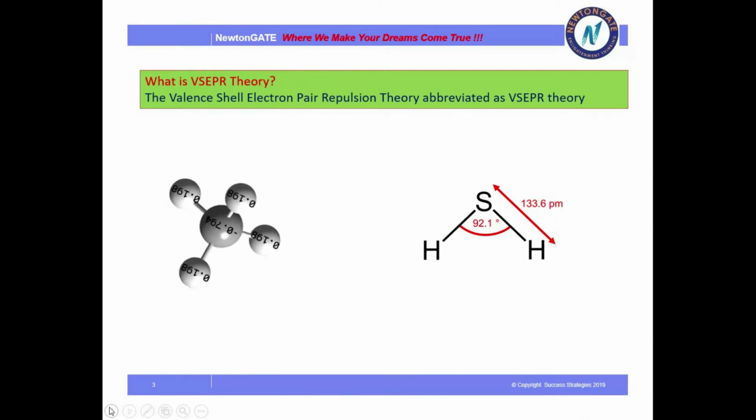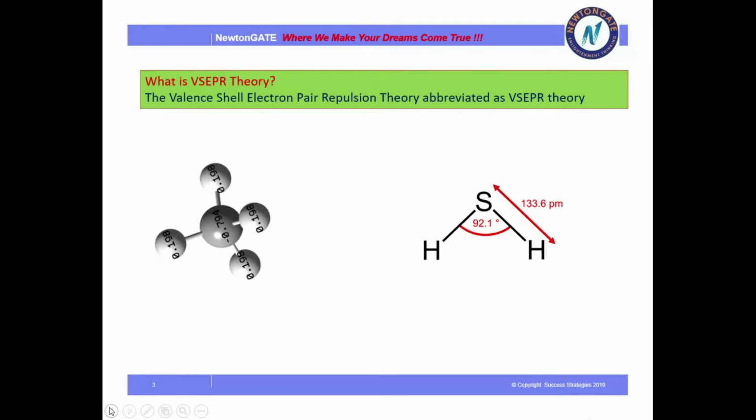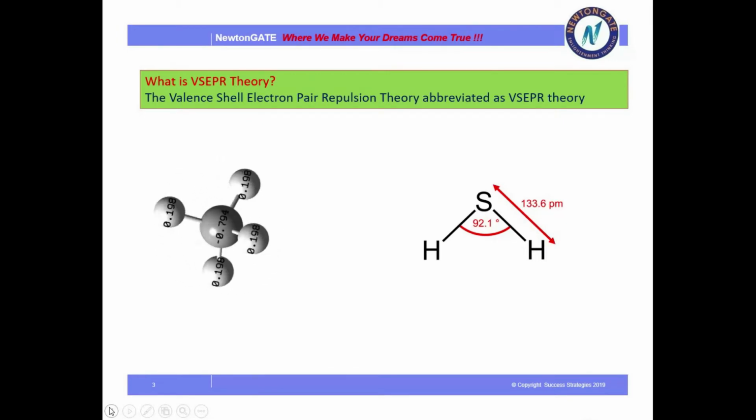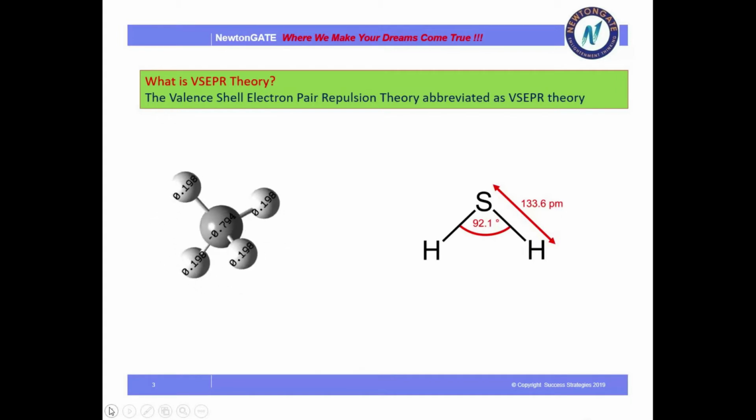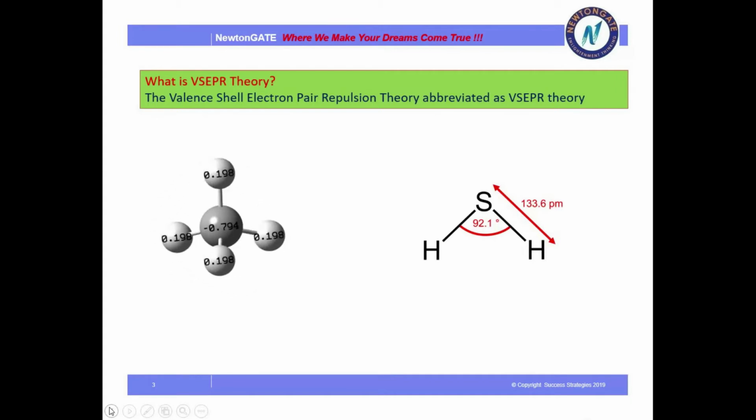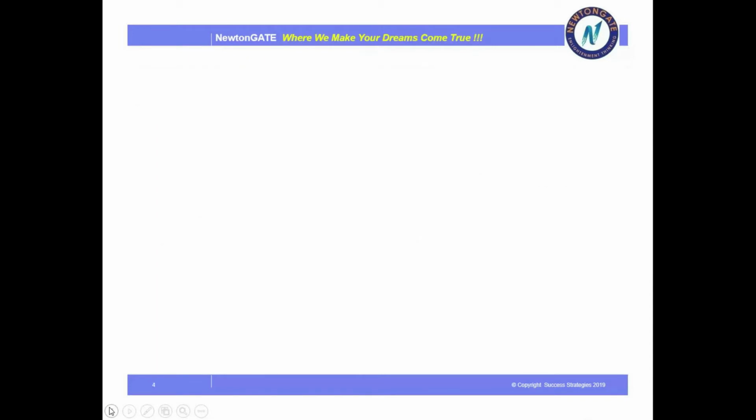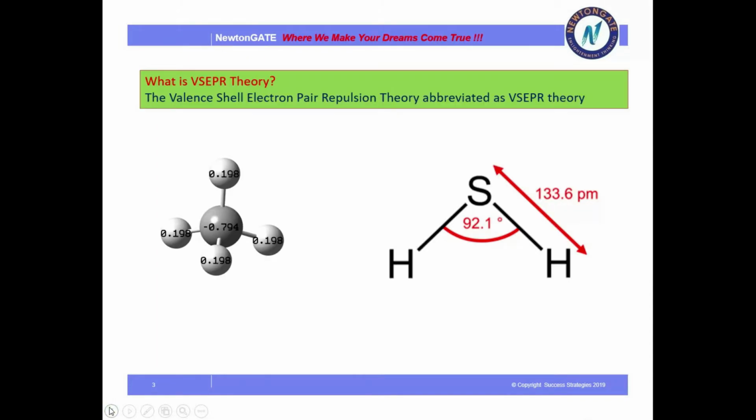VSEPR theory, basically this is valence shell electron pair repulsion theory, abbreviated as VSEPR theory. Actually, this is based on the premise that there is a repulsion between the pairs of valence electrons in all atoms, and these atoms will always tend to arrange themselves in a manner in which this electron pair repulsion is minimized. This arrangement of the atoms determines the geometry of the resulting molecule.